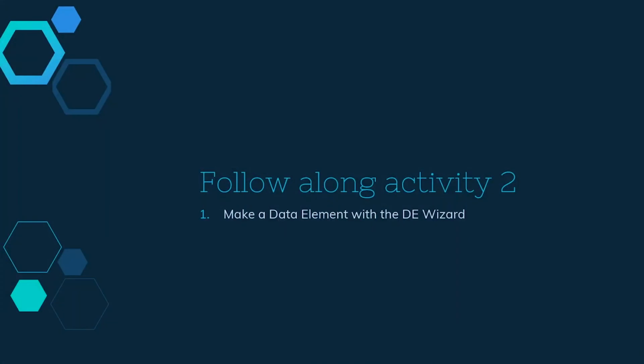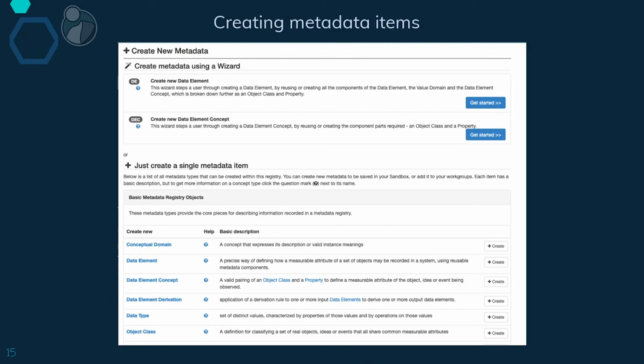So our next follow along activity is we're going to create a data element with the data element wizard. So we've seen how to clone stuff, and the cloning and the creation is really similar. This time we're going to use the wizard to find and bring a whole bunch of components together.